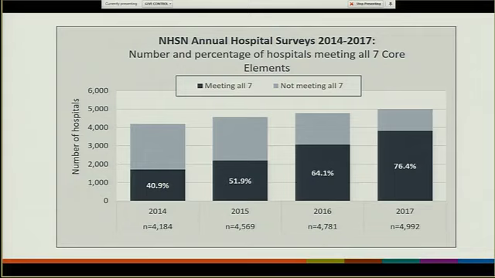We track the uptake of facilities meeting all 7 core elements through the NHSN annual hospital survey. You can see here that in 2014, 41% of facilities self-reported uptake of all 7 core elements, and that has been increasing over time. In January 2017, the Joint Commission standard for stewardship became effective, and we anticipate that the percent will continue to increase over time. Next slide.